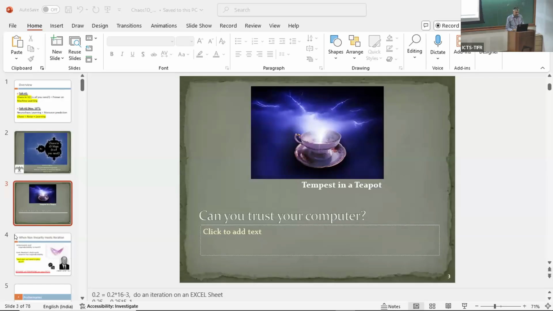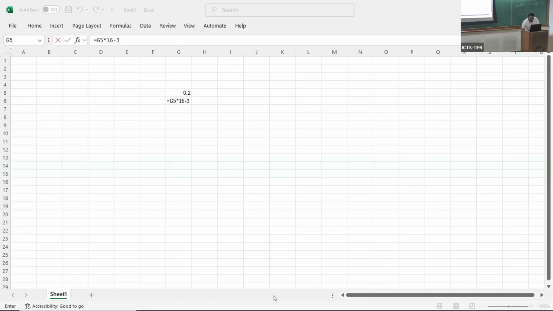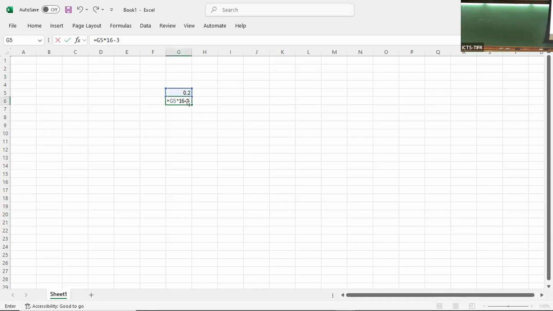Okay, so I'll start with the number 0.2. Is it visible to the people in the back? Okay. In the next line, I'm going to take this 0.2, multiply by 16, and subtract 3. I'll just write it here in the meanwhile. Let's say x naught is 0.2, and then I take the previous number, 0.2 in this case, times 16 minus 3. What will I get? I'll get 0.2, right?